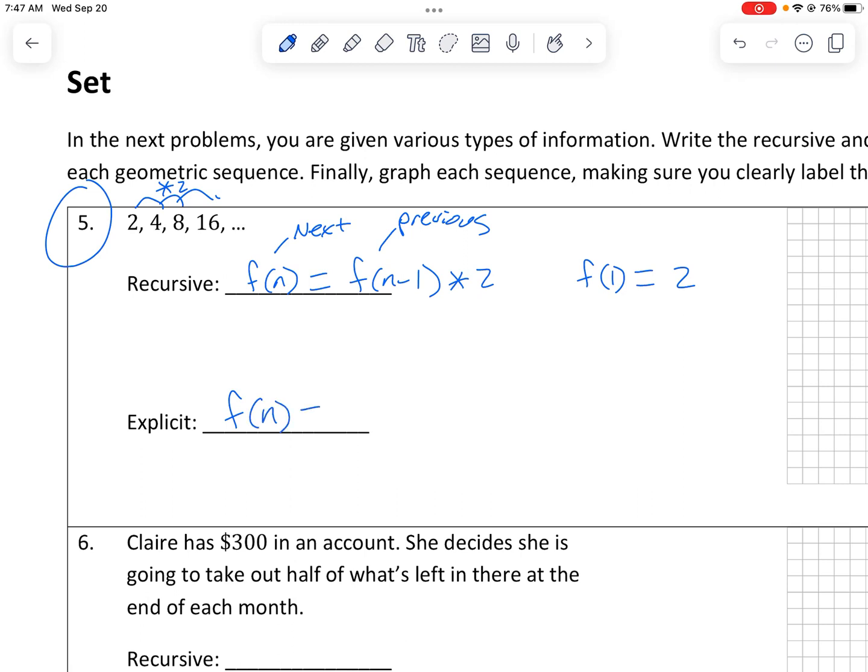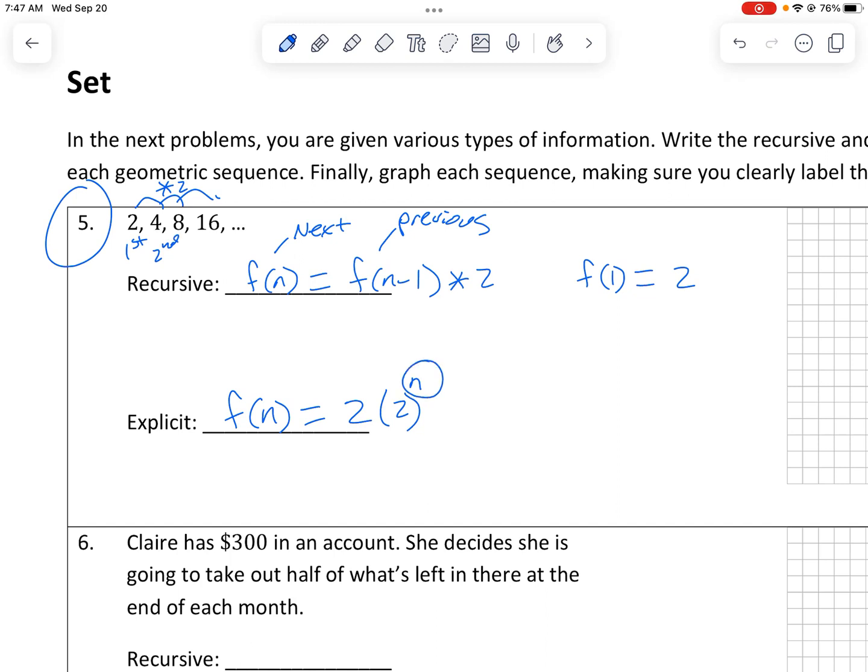Again, we got f of n equals. And when you think about where this starts, well, it starts with 2. And what is it timesing by? Well, it's timesing by 2. And now we need to put n in our exponent here because it's multiplying by it multiple times. But we do have to account for which term in the sequence this is. This is the first term and the second term going like that.